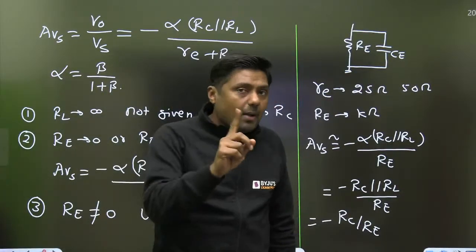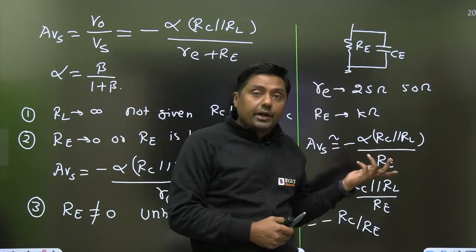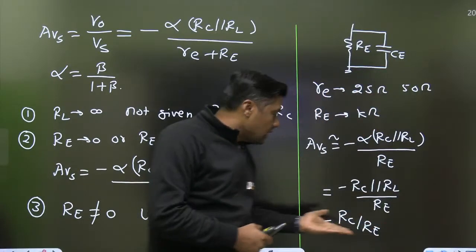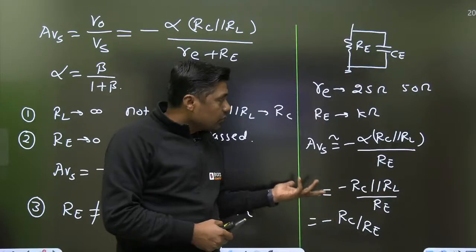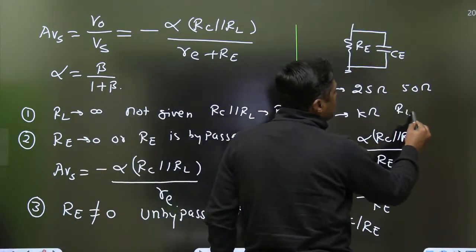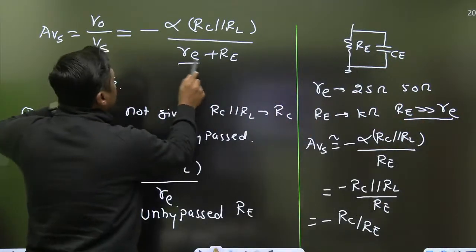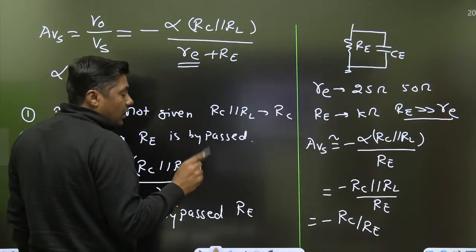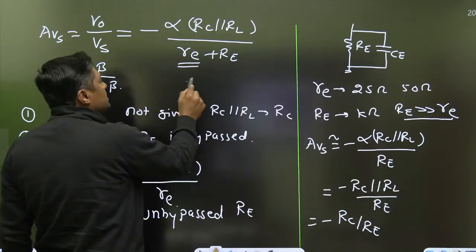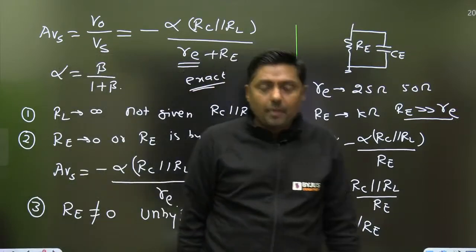But remember, if capital RE is given in ohm, suppose 100 ohm, then you have to consider small re. Sometimes students directly use this formula. What is the approximation? If RE is in kilo ohm, then capital RE is very much greater than small re, so we can neglect small re. Otherwise, you have to use small re plus capital RE. This is the exact one. Remember, it is a comparative term.